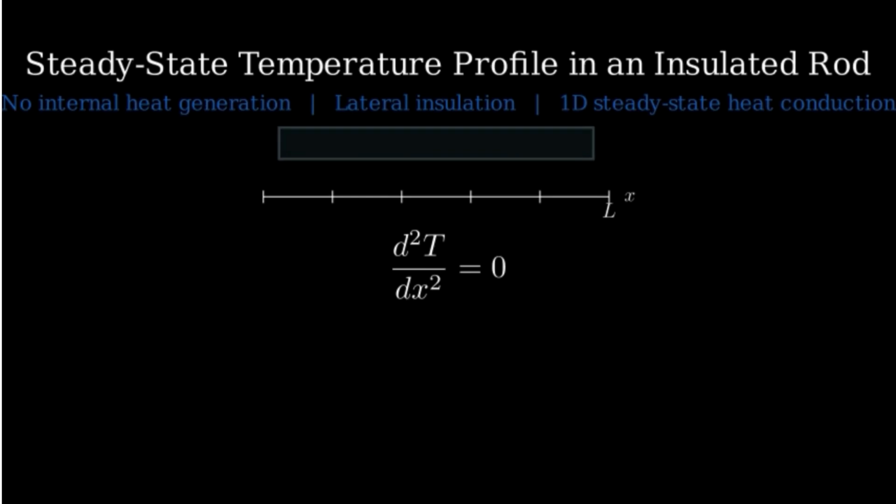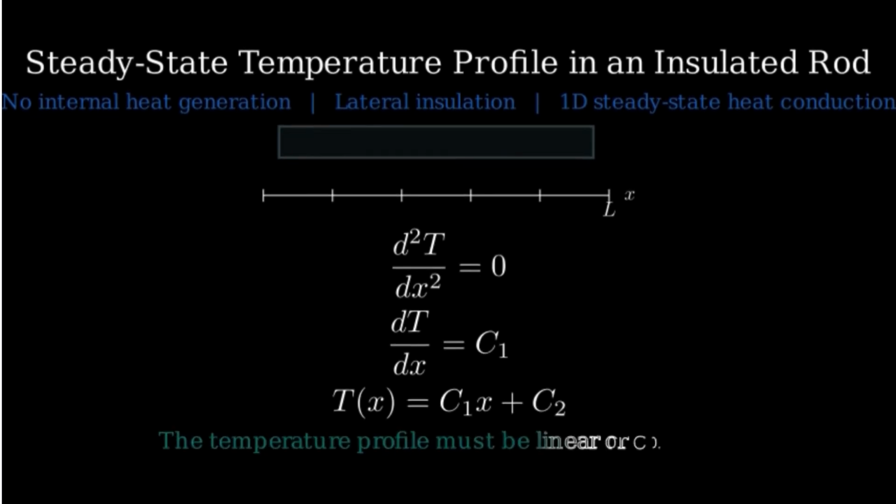Let's write out the steps of solving this equation. Integrating once, dT by dx is a constant. Let's call that C1. Integrating again, T as a function of x is C1 x plus C2. So, the general solution is a straight line. The temperature varies linearly with x, or is simply constant if C1 is 0.